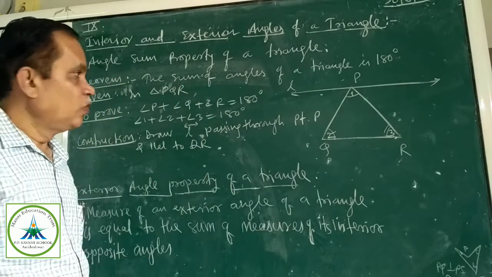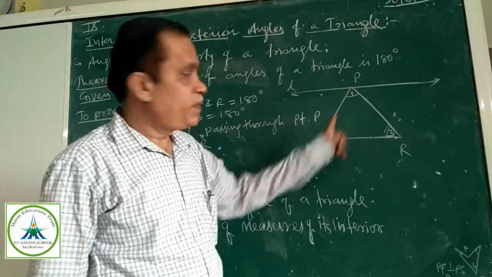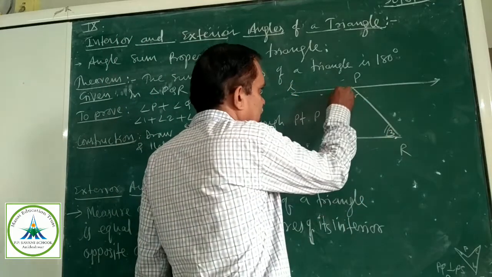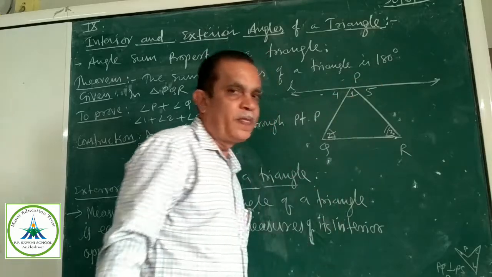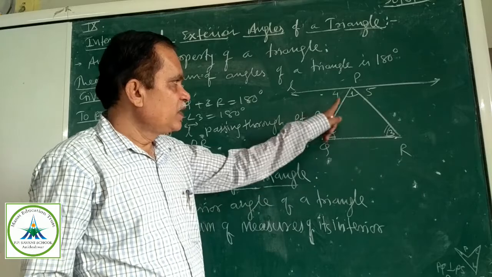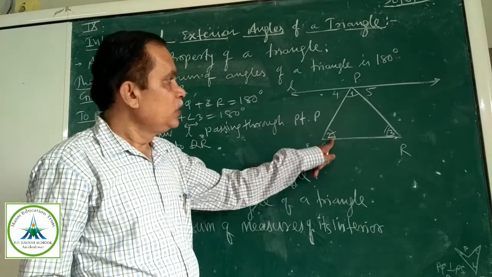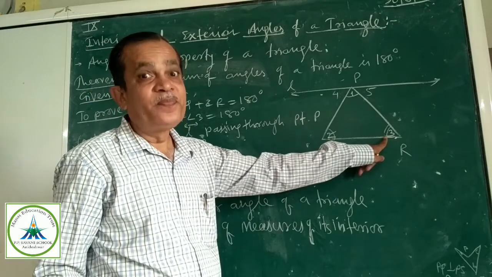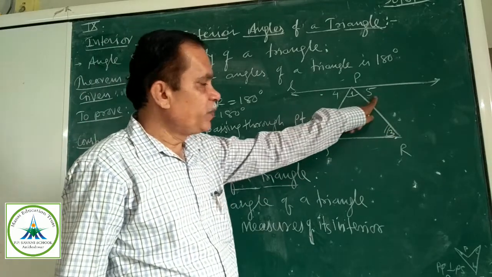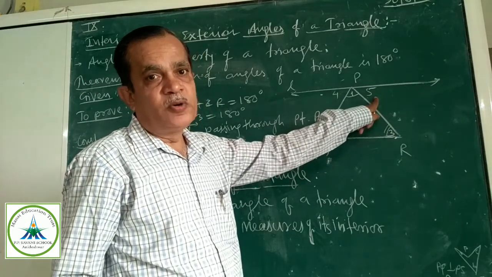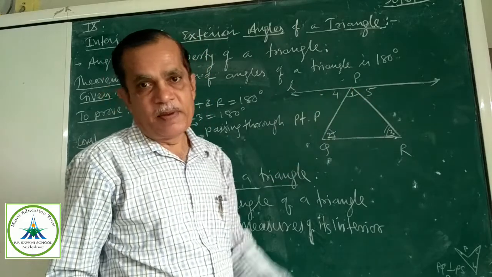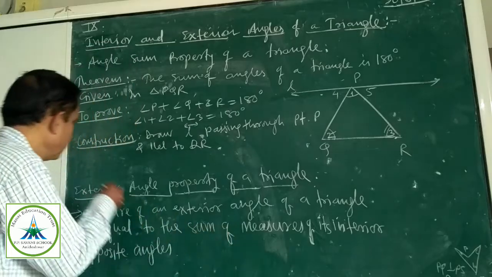See now, after drawing this line passing through P parallel to QR, we get two more angles. I am writing the labels 1, 2, 3, and marking these 4 and 5. If L is parallel to QR, then angle 4 equal to angle 2, and angle 5 equal to angle 3. Yes or no? And also 4 plus 1 plus 5 equal to 180 degrees, because these are all three angles at the point P along the same line.